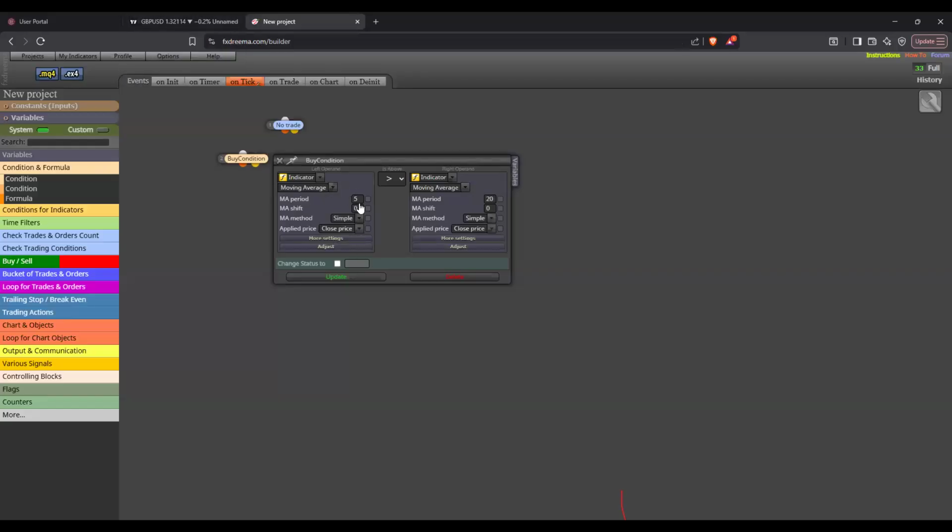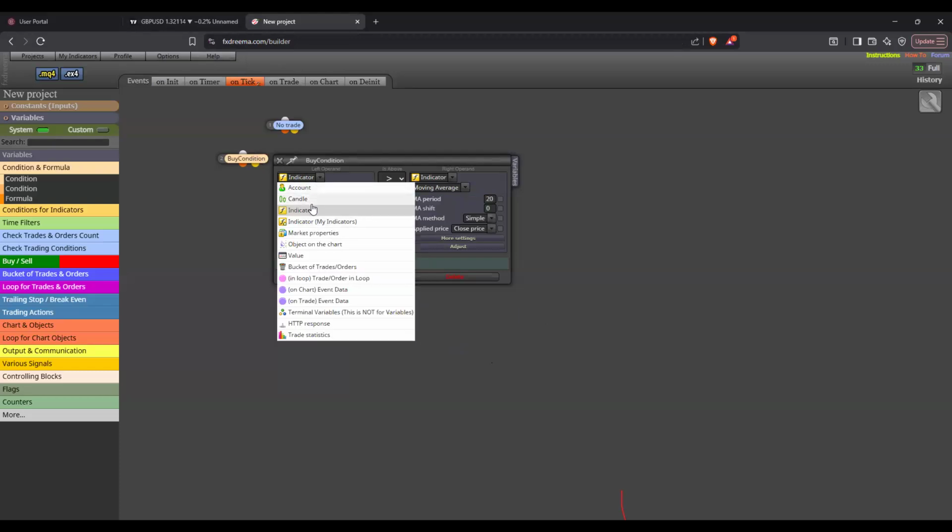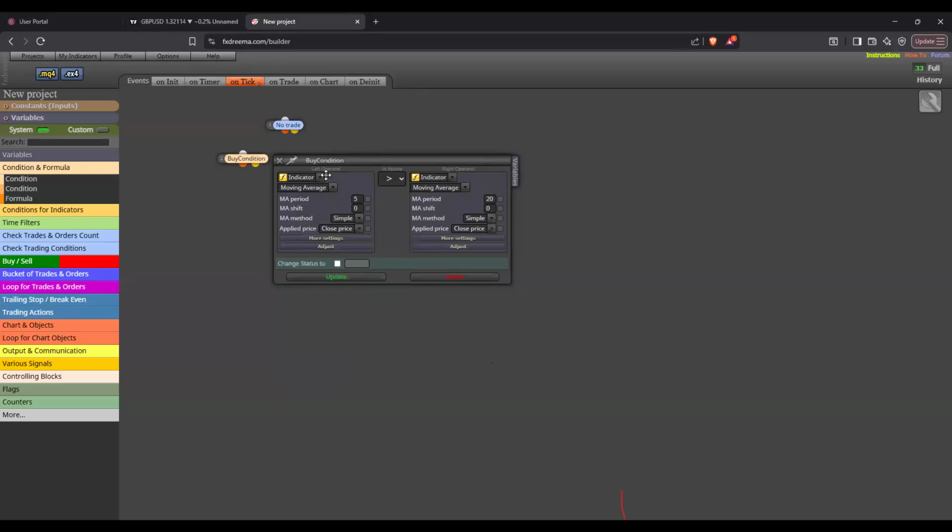We're looking to take a buy trade if the 20 period exponential moving average crosses above the 50. How do we do that? Now, under the condition, you can see that there are several things here. There's accounts, there's candle, there's indicator, lots of things that you come to learn to work with in the future. But for now, what we're looking at is the moving average, and the moving average is an indicator.